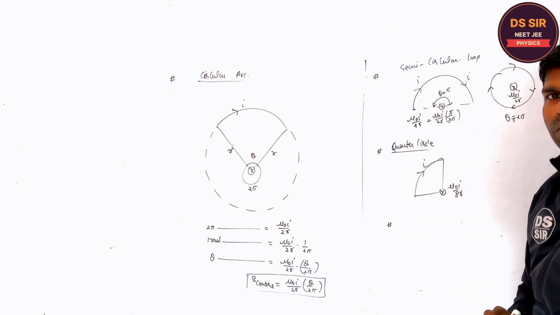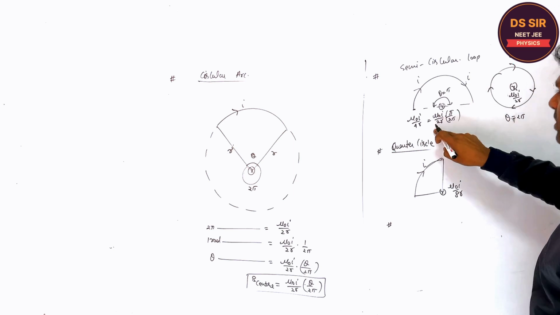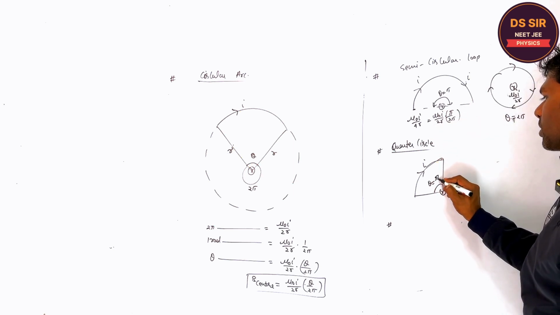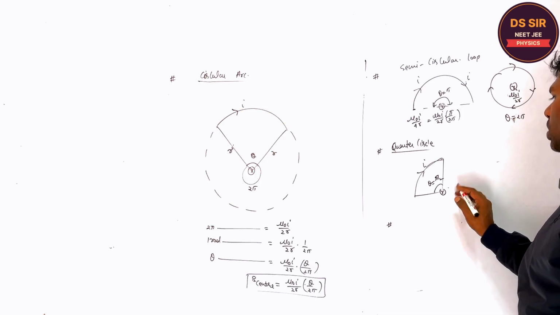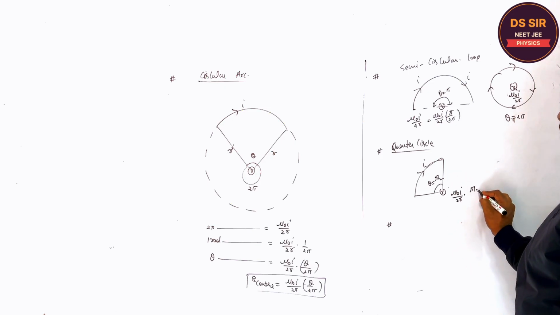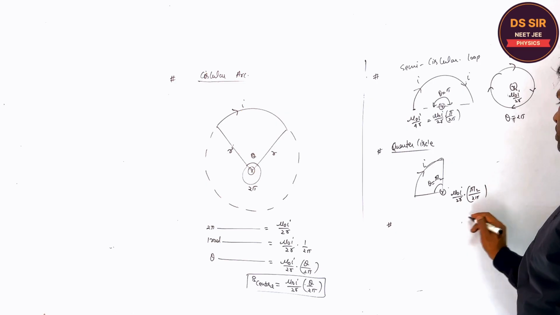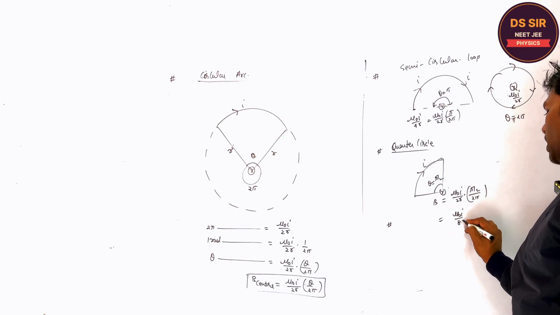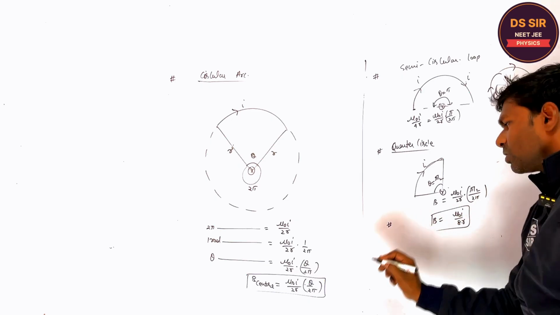Is it clear or not? Just half of the circle. And here what is the theta? Pi by 2. So how to find? Mu naught I upon 2r, pi by 2 upon 2 pi. So what is the magnetic field at the center now? Mu naught I upon 8r. Is it clear or not?